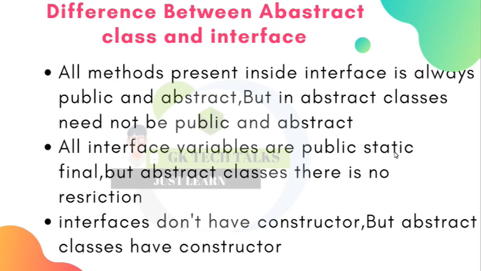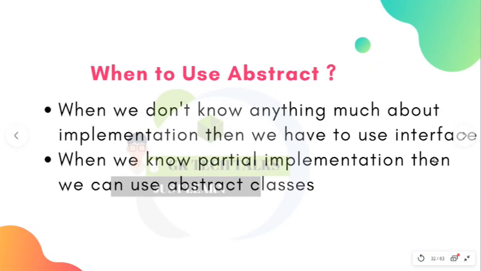In an interface, everything is abstract and public, but in abstract classes we have normal methods as well. In interfaces, variables are public, static, final, but in abstract classes we can declare different kinds of variables. Interfaces don't have a constructor, but an abstract class has a constructor. The purpose of a constructor is initialization. That is why abstract classes have a constructor, even though we can't create an object for an abstract class.